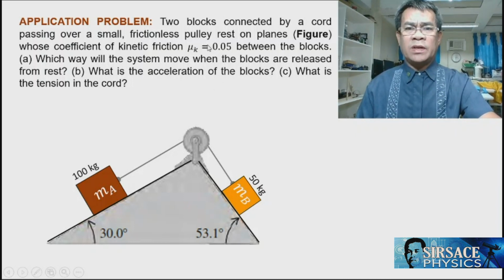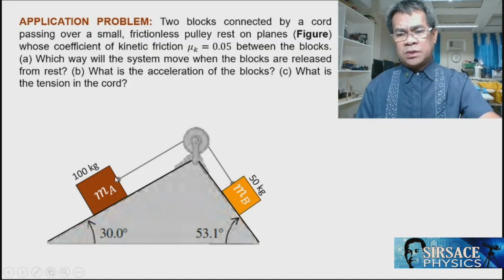The coefficient of kinetic friction is 0.05. Now the question is, which way will the system move when the blocks are released from rest? Starting from rest, what will be the direction of this block? Is it moving towards the left, or maybe moving towards the right? There is also a possibility that the object will stay at rest. Why? Because friction can hold the object.